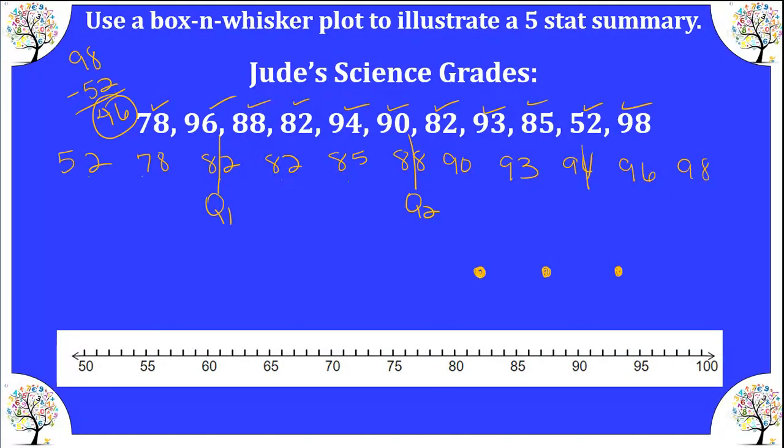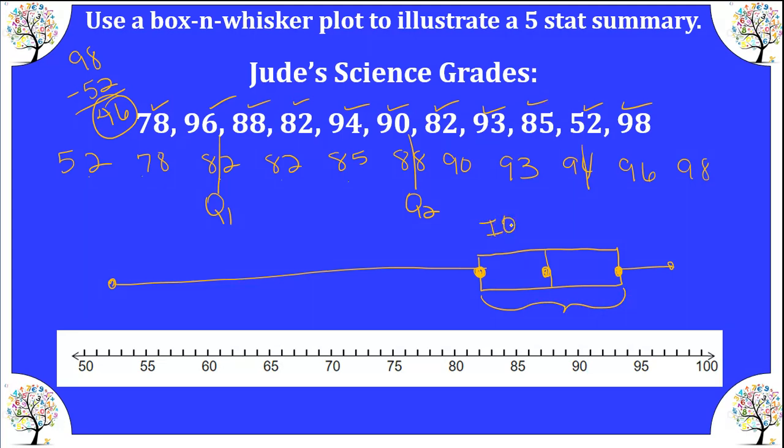So this represents our box. From here to here, that's your IQR, and then the median. And then the dots are your least value, your minimum of 52, and the largest value is 98. And that's where the whiskers come in. So again, this portion is what we're going to use to represent the spread of the data. So his IQR is going to be 94 minus our 82, and that is a value of 12. So his IQR is 12.